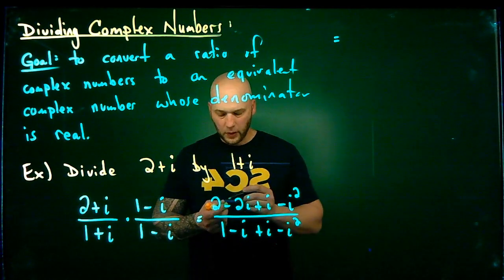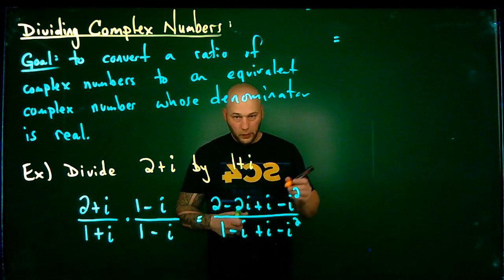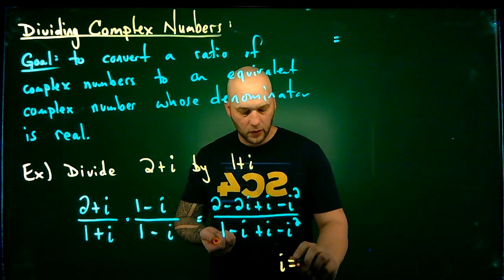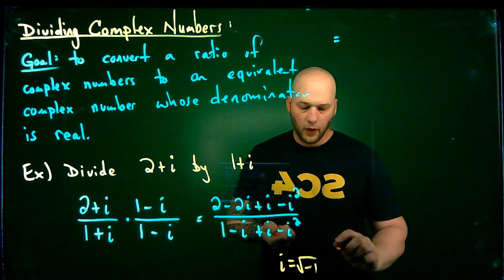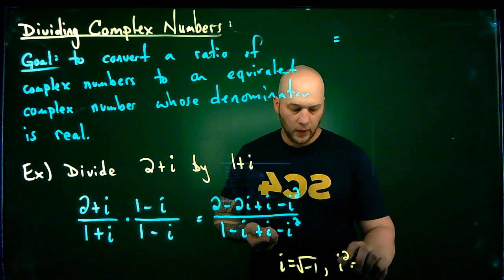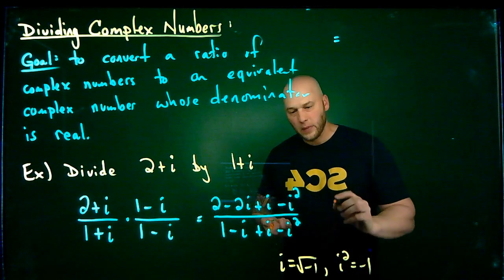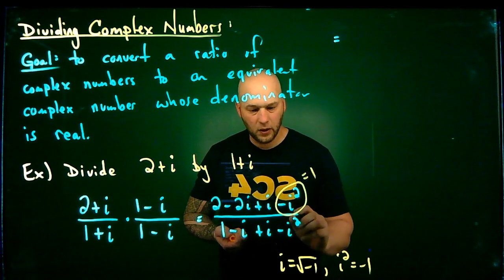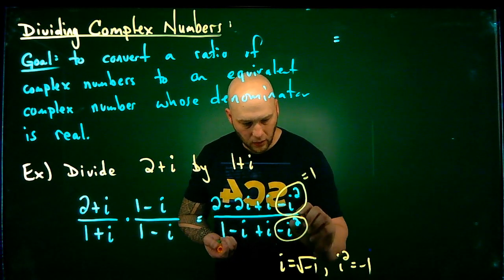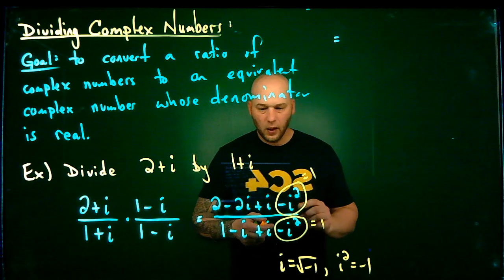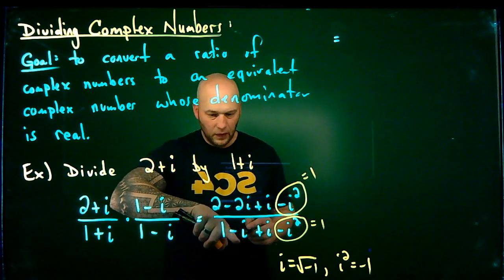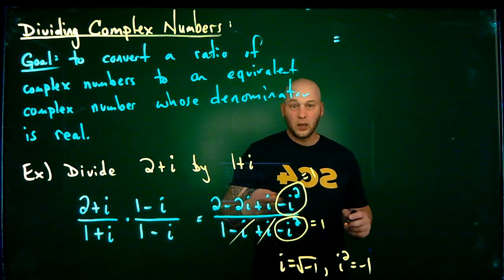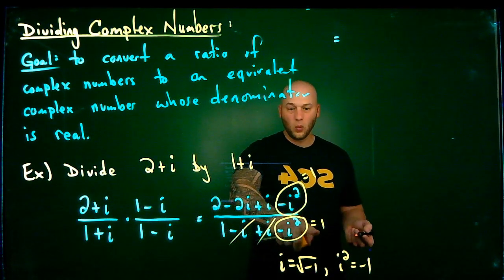And let's see what happens. Well, remember that i is the square root of negative 1, right? Therefore, i squared is negative 1. That means that negative i squared is actually positive 1. And, of course, that occurs down here as well, so positive 1. And also, let's look at that denominator. Negative i plus i, those actually cancel. And then my entire denominator becomes 2 because I've got 1 here and 1 here.